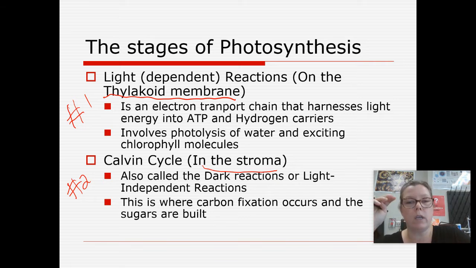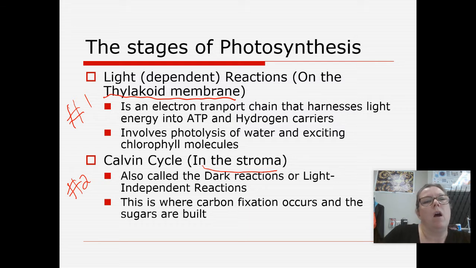Now, we're going to focus exclusively in this video, for the most part, on the light reactions. So I'm just kind of mentioning the Calvin cycle here. We'll get into that in the next video. Just like respiration, we're going to break this up a little bit just to let things marinate and digest for you.